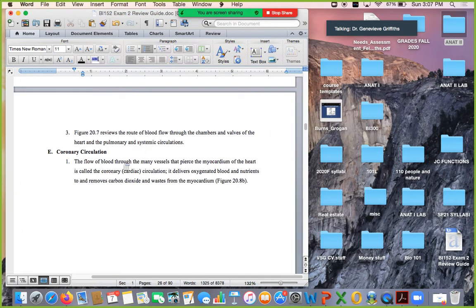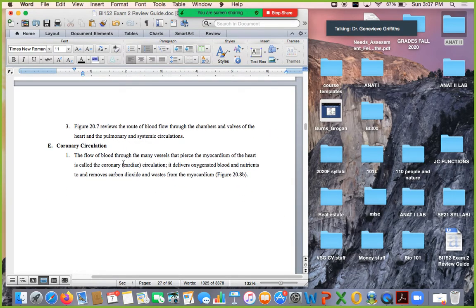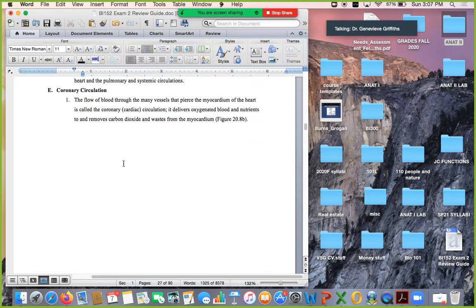All right, coronary circulation is basically when we're going to have the blood flow through the myocardium of the heart. And this is going to be a very short cycle. It's going to come straight off of the aorta, go through coronary circulation, and dump right back into the right atrium. That's because the heart uses so much oxygen that it's going to really deplete the oxygen supply of that blood. So this coronary circulation serves to deliver oxygenated blood and nutrients and remove carbon dioxide and waste from the myocardium itself.